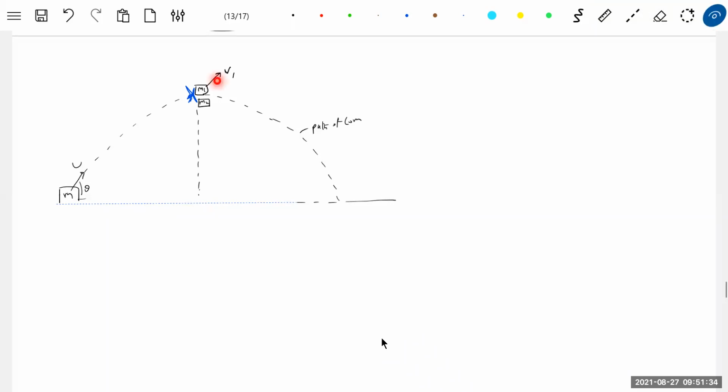If one of the fragments moves like this, what about the other fragment? How should it move? Momentum should be considered. The other fragment you cannot put horizontal. The other fragment should have velocity in this direction. If this is theta 2, this is theta 1.